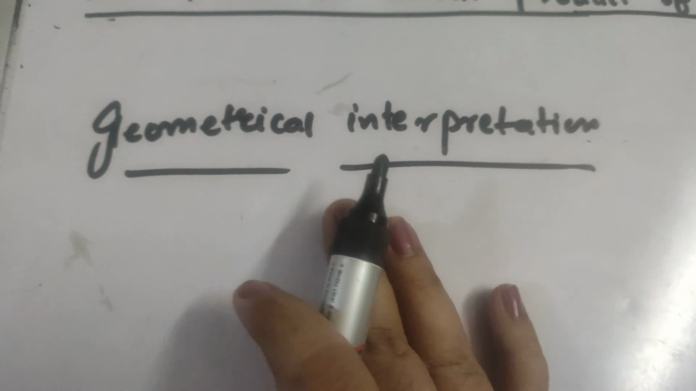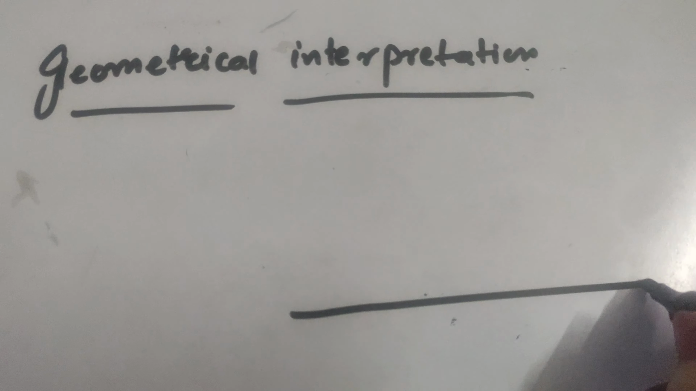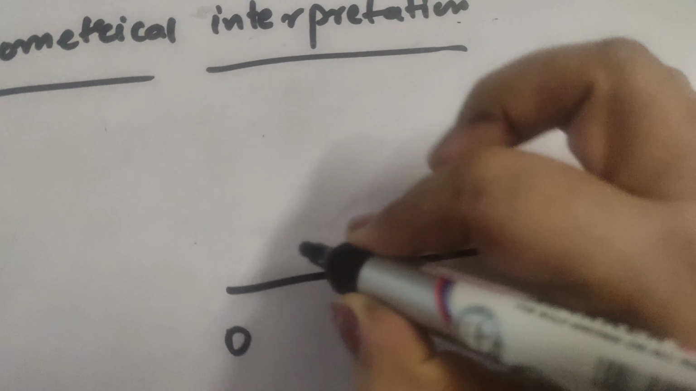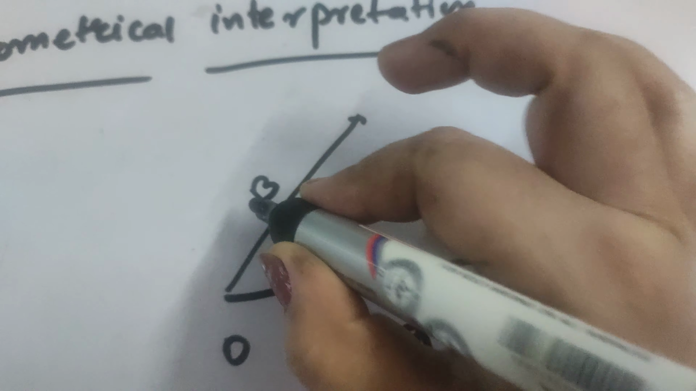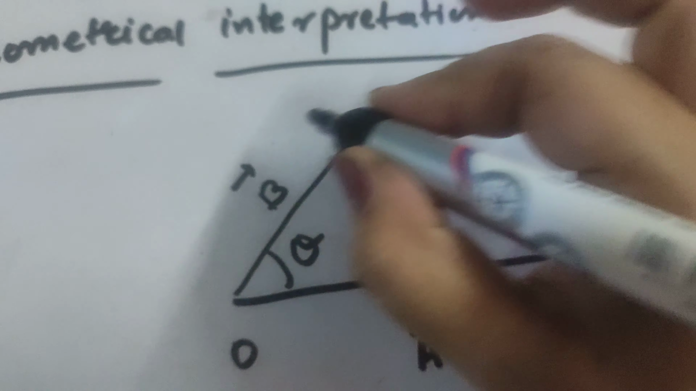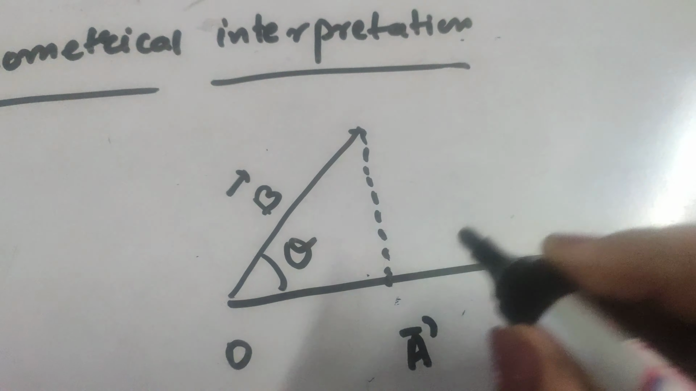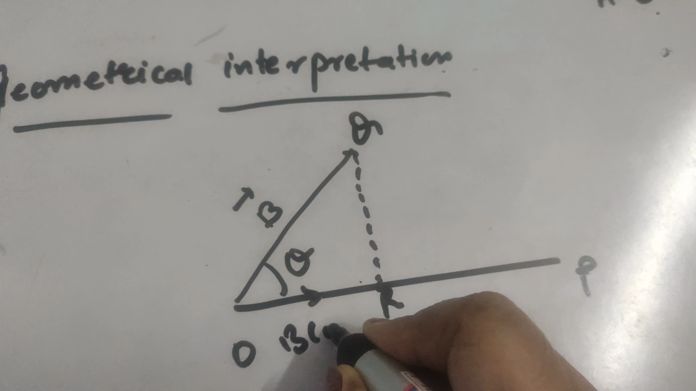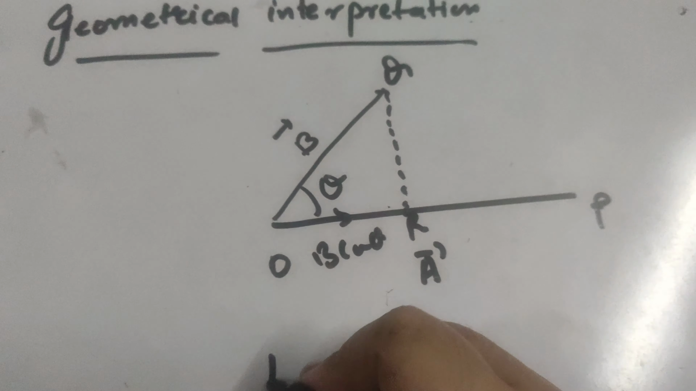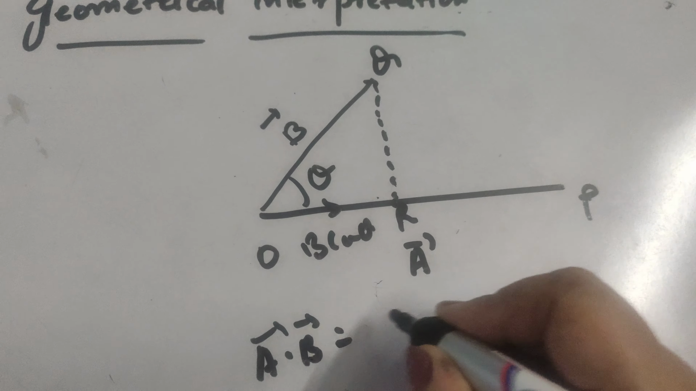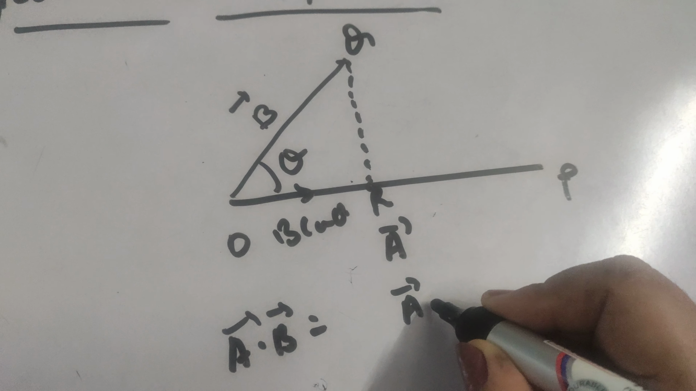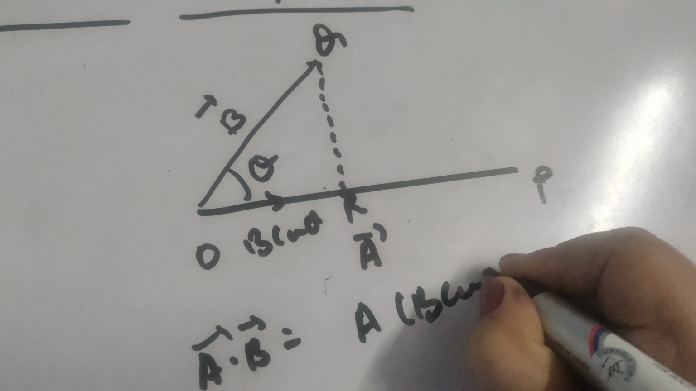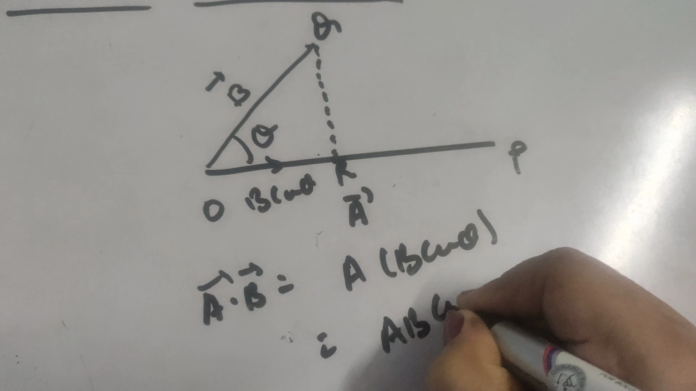Now if we go to its geometrical interpretation, let us consider a vector a along the horizontal axis, represented by OP, and another vector b at an angle theta, suppose. Now if I draw a perpendicular over it, let this be R, it is Q, so this component will be b cos theta. So in that case we will write a dot b vector is equal to a times b cos theta, that is equal to a b cos theta.